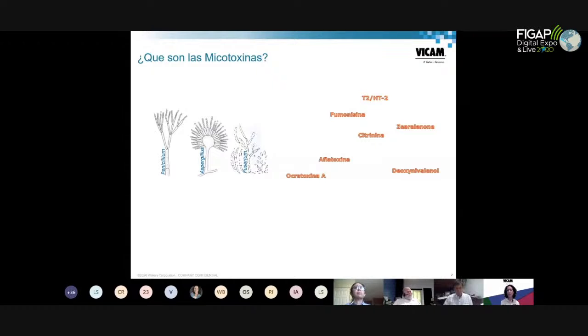Fusarium molds can produce fumonisin, zearalenone, and deoxynivalenol in grains.